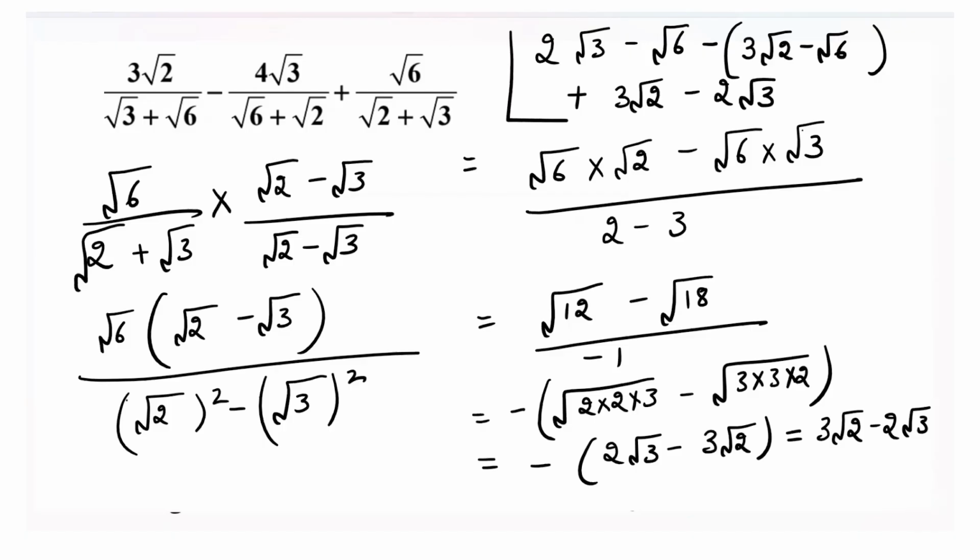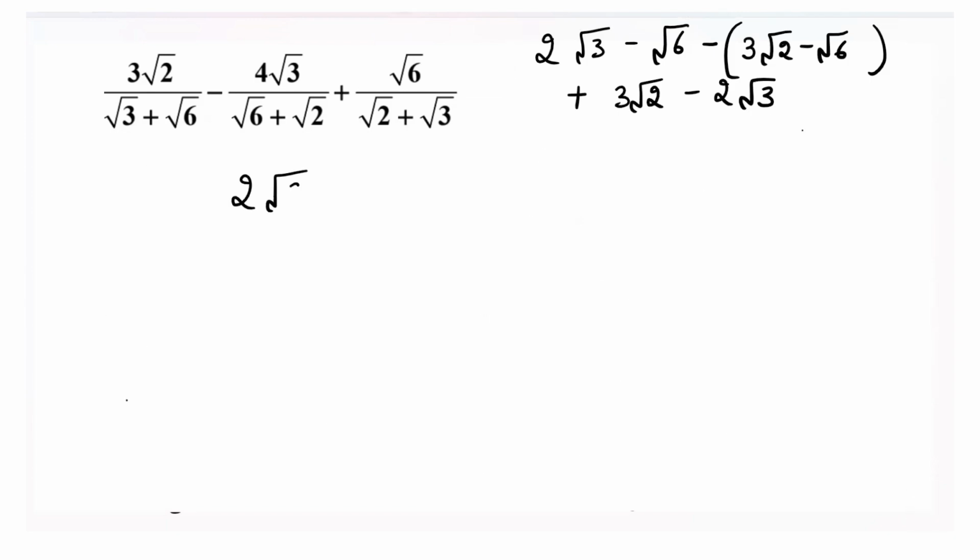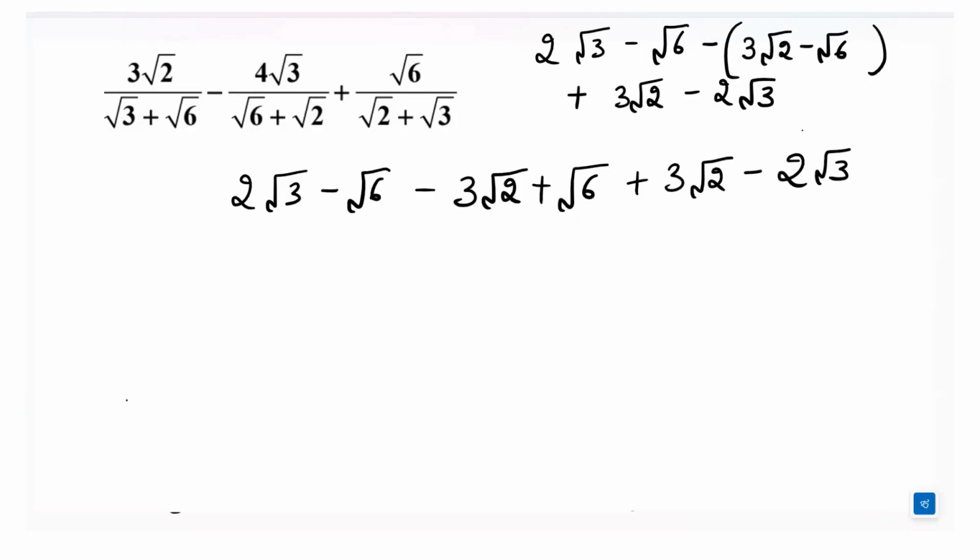Now we have to solve this part. Whatever value we get after solving this part, that would be the answer. So let's solve it. So we'll get here 2 root 3 minus root 6 minus 3 root 2. We have to open the bracket: plus root 6 plus 3 root 2 minus 2 root 3. So you can see this is positive and this is negative, so we can cancel it. This is negative, this is positive, we can cancel it. This is negative, this is positive, we can cancel it. So this is equal to 0.